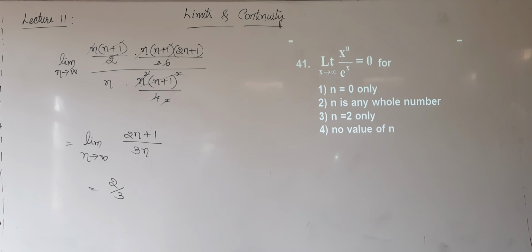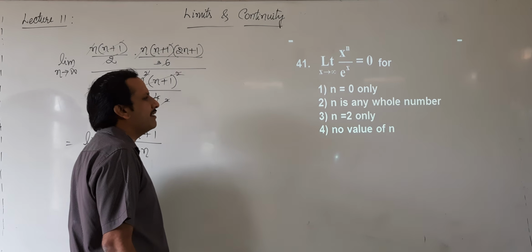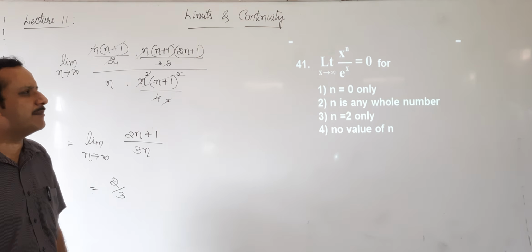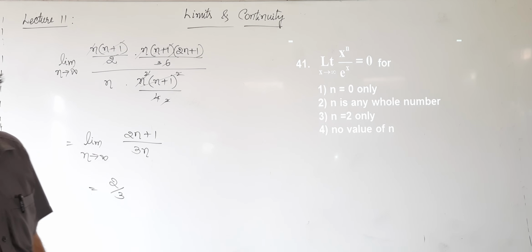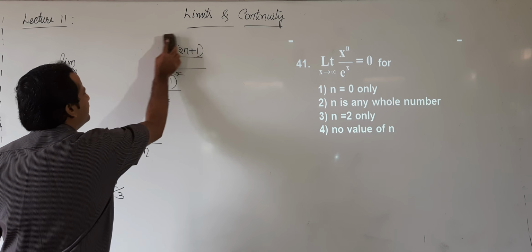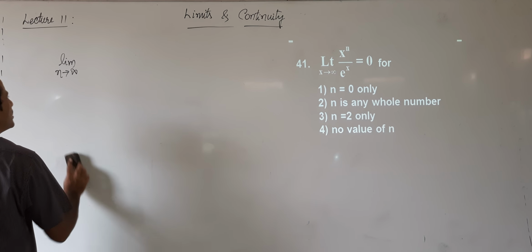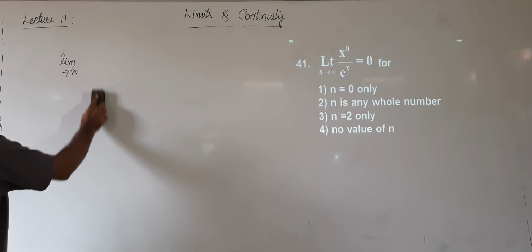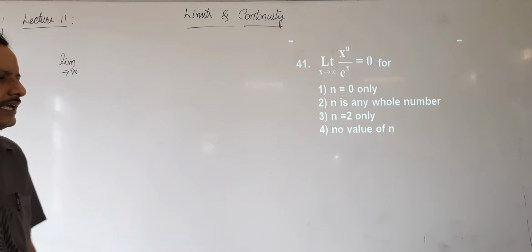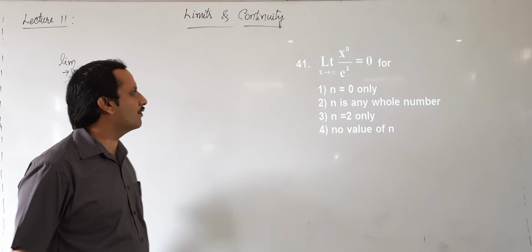Then question 41. Limit x tends to infinity, x to the power n e power x to the power n divided by e power x is equal to 0. See, they have already given that this limit is equal to 0 when x tends to infinity, for what values of n, that is what we have to find out. Is it for n equal to 0 only, or n is any whole number, or n equal to 2 only, or for no value of n.